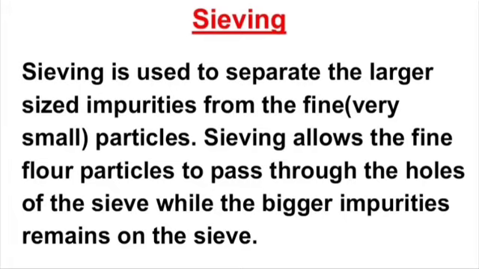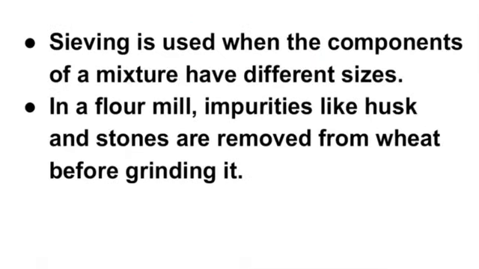Sieving allows the fine flour particles or any other small particle to pass through the holes of the sieve, while the bigger impurities remain on the sieve. Means the small particles can pass through the holes of the sieve. And sieving is used when the components of a mixture have different sizes.